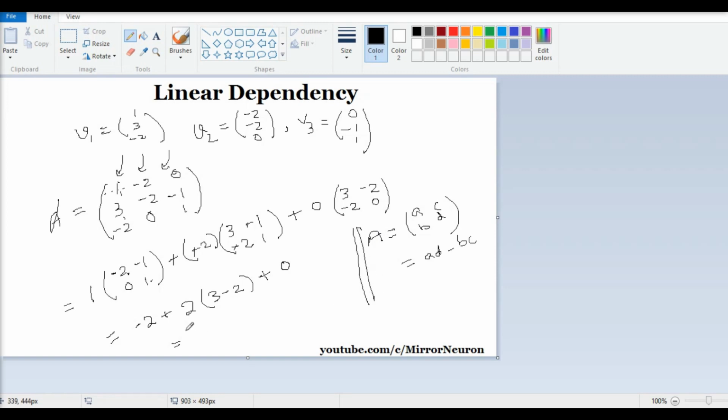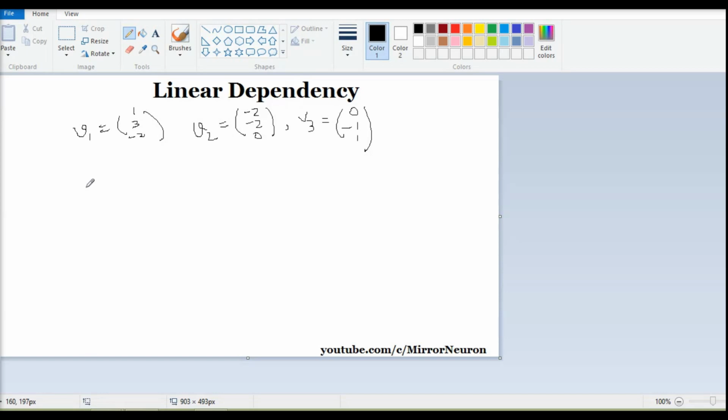Okay, so minus 2 plus 2 times 3 minus 2, which is 1. So 2 plus, this is 2 times 1. So this is equal to 0. That means the determinant of A turns out to be 0.